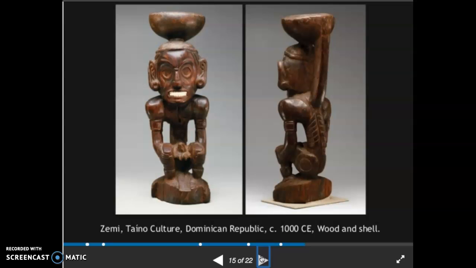One of the most important genres of material culture among the Taino people are zemis, usually made from stone or wood. Zemis represent gods and ancestors and were often associated with rituals involving inhalation of cohoba and other hallucinogenic substances.